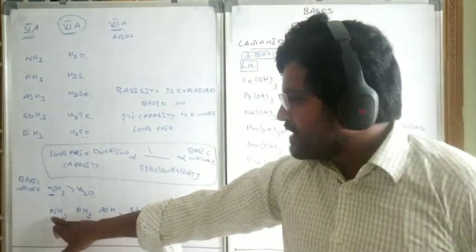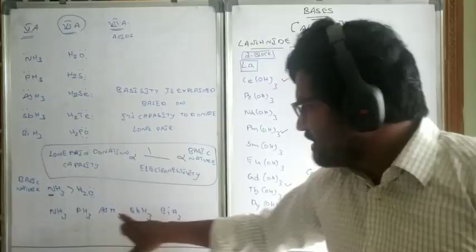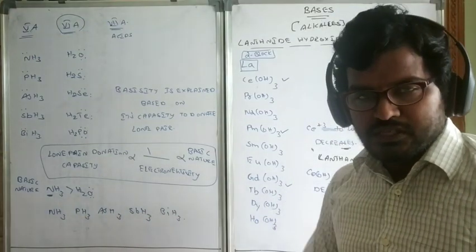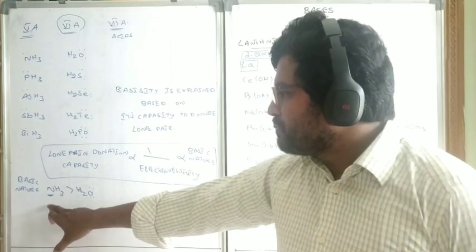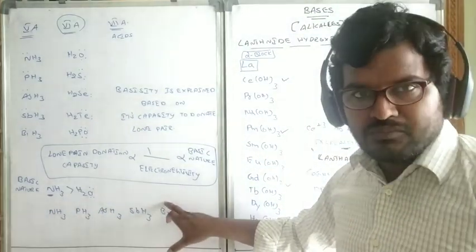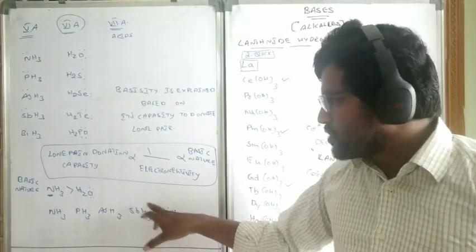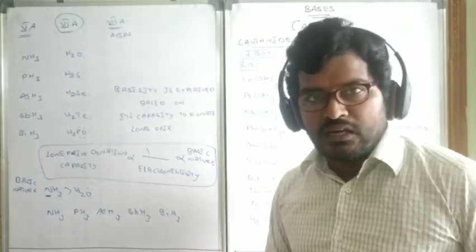Whenever you move from nitrogen to bismuth, the electronegativity decreases. That is one of the reasons. When you move from ammonia to bismuthine, the size of the central atom increases. So the lone pair present on it can be easily accommodated on the atom, so it is not available for donation. Since that is not available for donation, it will be less basic in nature.